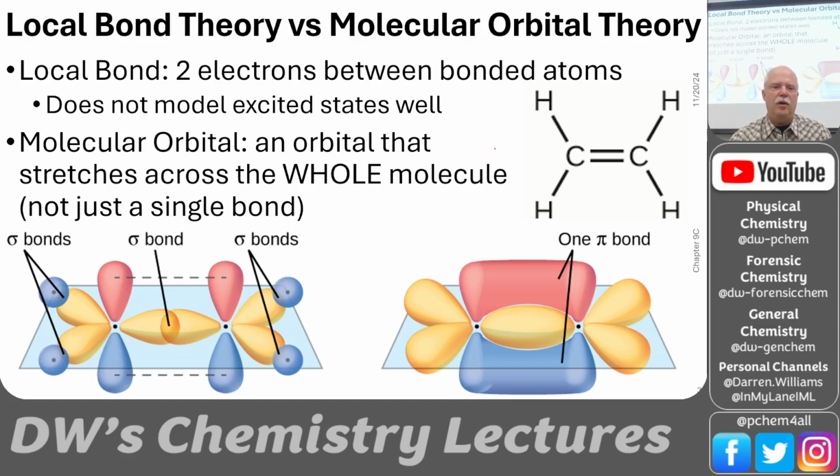And so in local bond theory, we think of this as being 2 electrons here, 2 electrons here around all the carbons. And then this pi bond is really more like a molecular orbital. It's an orbital that goes over the whole molecule, but we can describe it as having 2 electrons in that orbital.